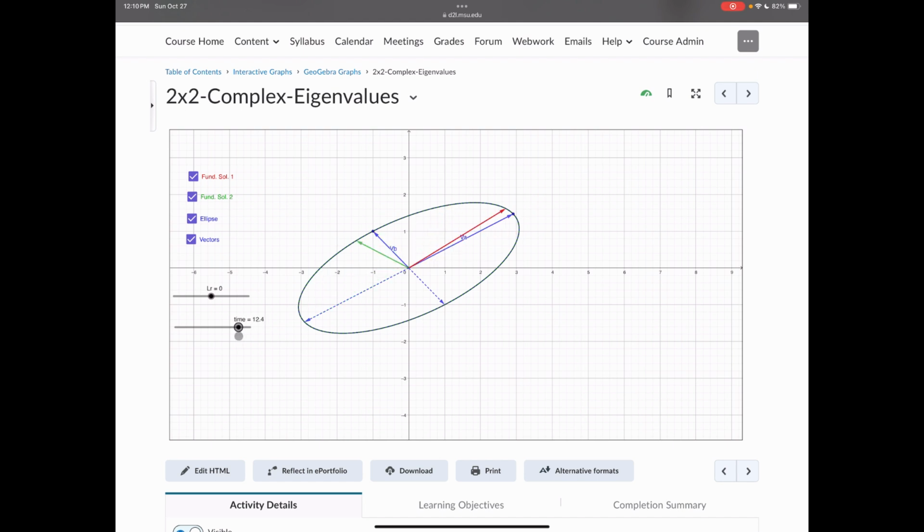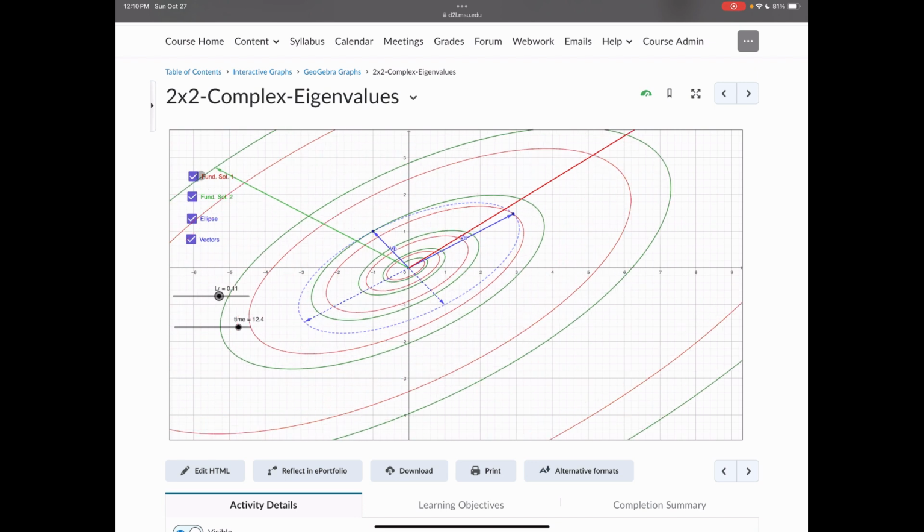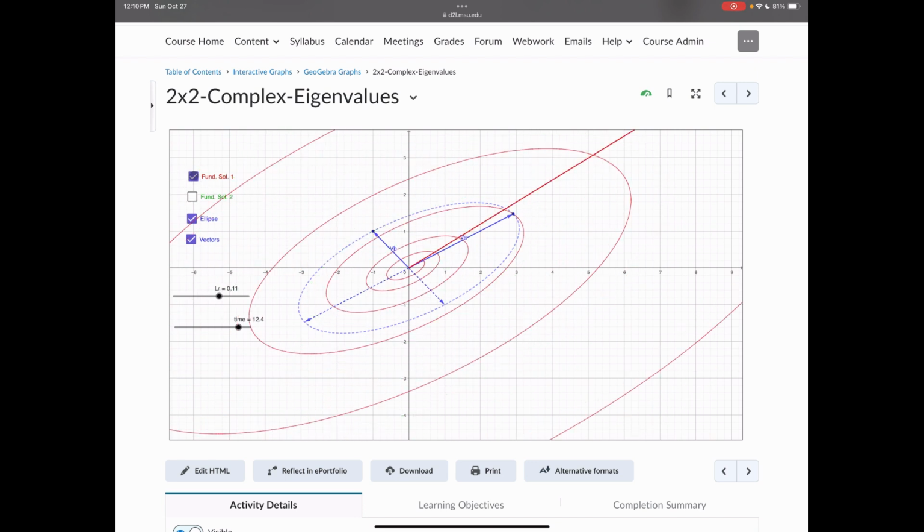And this is the general behavior of this fundamental solution for different values of the parameters. You can have one or the other. So let's put one. And so you can use this interactive graph to have an intuition how these solutions behave.